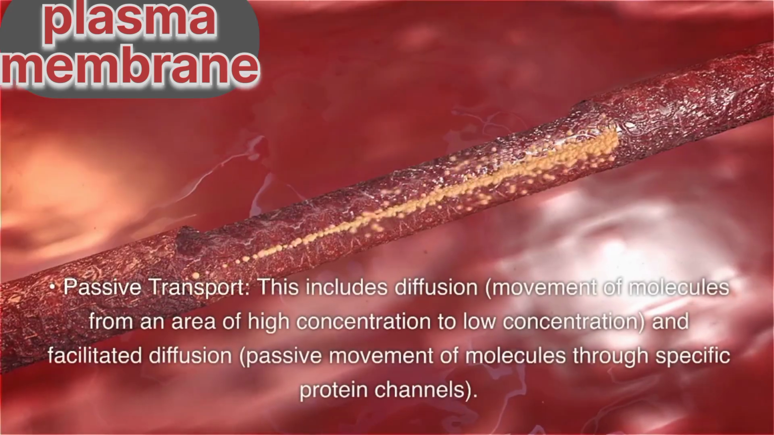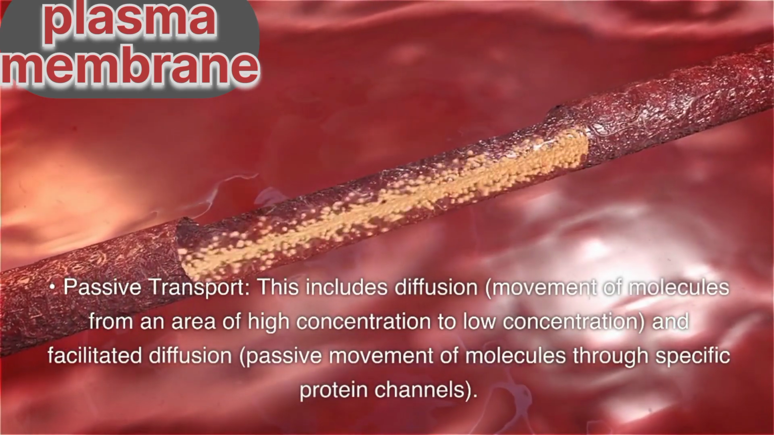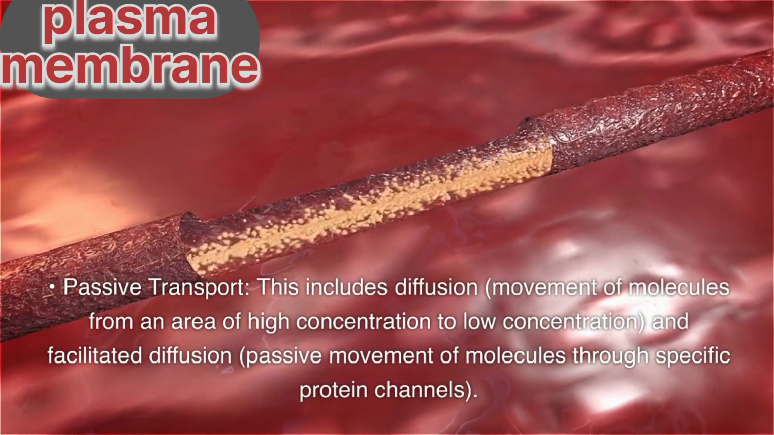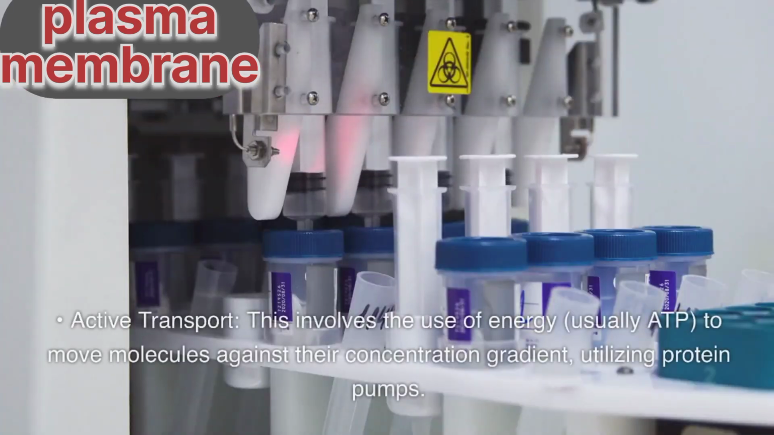passive transport. This includes diffusion, movement of molecules from an area of high concentration to low concentration, and facilitated diffusion, passive movement of molecules through specific protein channels. Active transport. This involves the use of energy, usually ATP, to move molecules against their concentration gradient, utilizing protein pumps.